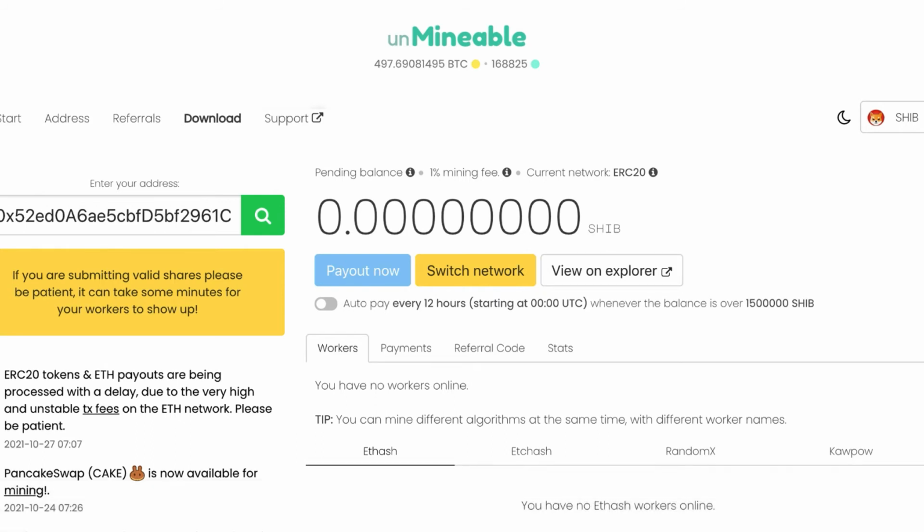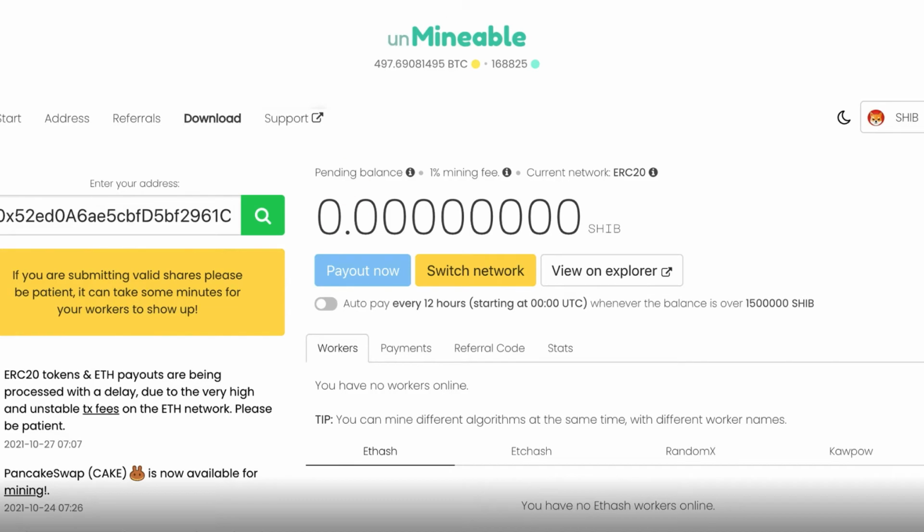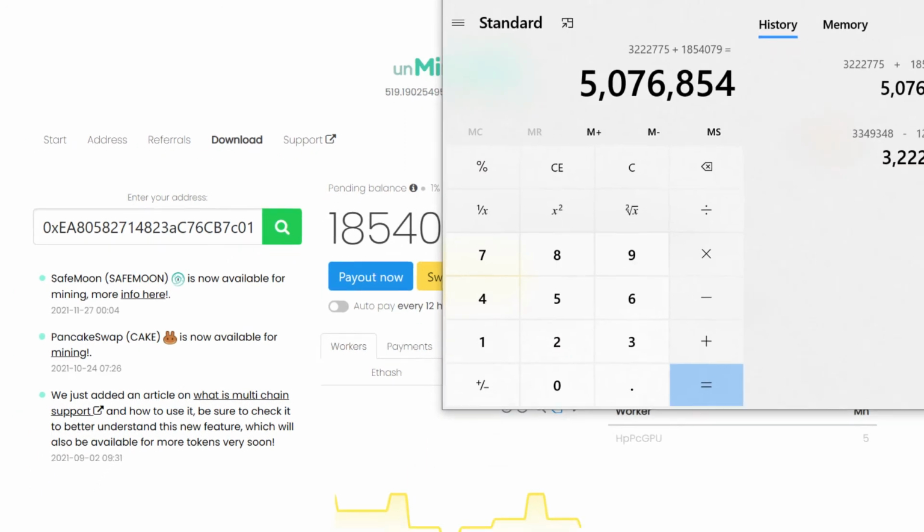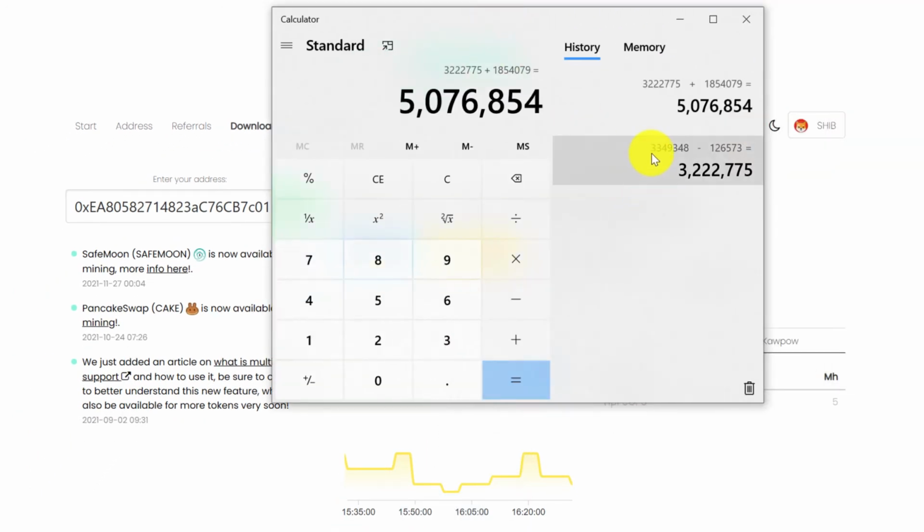So where are we now since the 20th of November? We've made about 1.8 million Shiba Inu tokens since then. And today is November 29, 2021. So in total, if I get the calculator out, we paid out 3.34 million. If I minus the original 126,000 that I mined before starting the mining rig, we get 3.2 million. And plus the 1.8 million that we've mined since then, we're about 5 million Shiba Inu tokens.